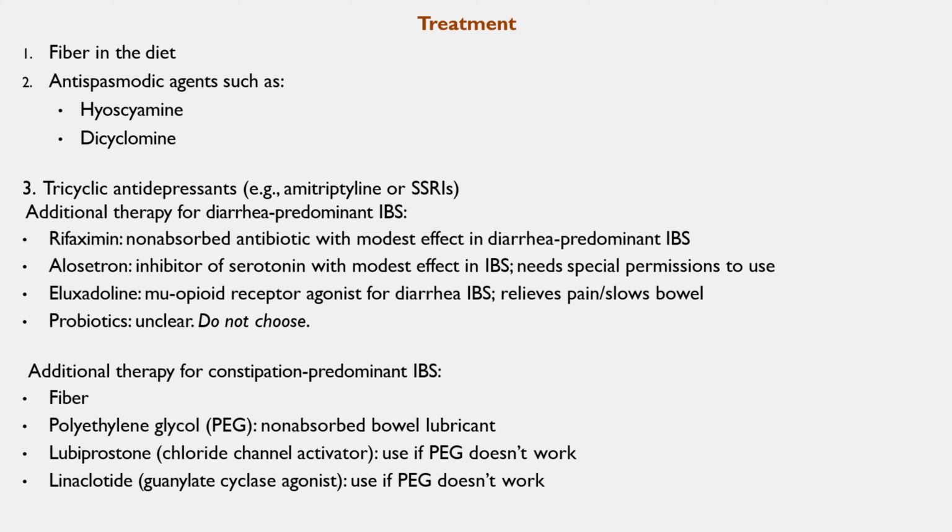Also, number three, this is eluxadoline, which is a mu-opioid receptor agonist for diarrhea-like IBS. It relieves the pain and slows the bowel. And the last one is probiotics. The mechanism of action is unclear, and usually you don't choose it on a clinical vignette.